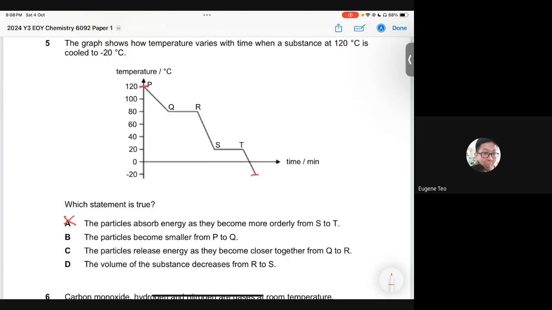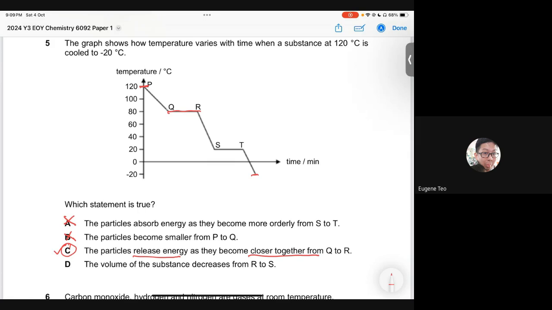Next one. The particles become smaller. Now, in kinetic particle theory, the particles don't become smaller. Okay, the particles are actually all of the same size. So the particles being smaller is a misconception that people always think that when the volume decreases, the particles get smaller, but that's not true. C, the particles release energy as they become closer together from Q to R. So from Q to R is a change in state. So they will become closer together. Okay, and they do release energy. So actually this statement, C is correct. So actually C is the correct answer.